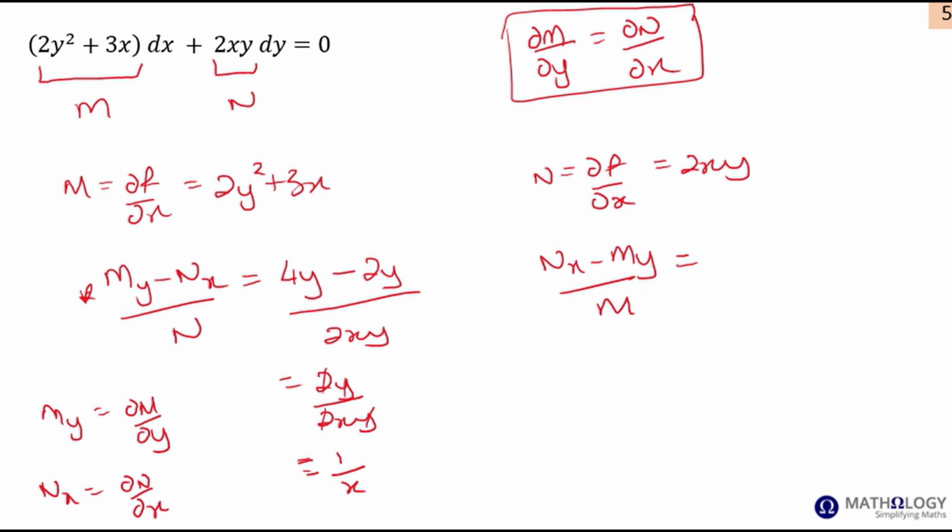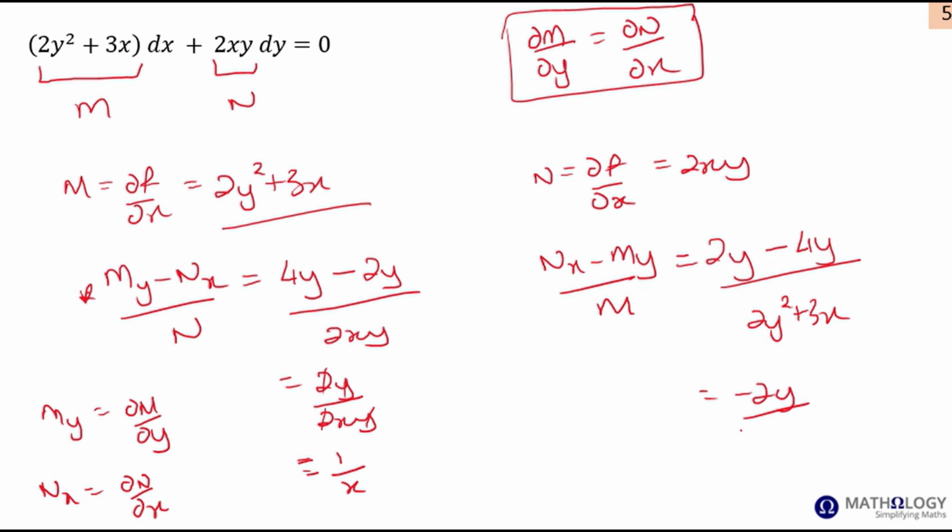We don't have to find N sub x minus M sub y over M, but we'll do it regardless here. So N sub x will be 2y, the partial derivative of N with respect to x, minus the partial derivative of M with respect to y, which is 4y, over M, which is 2y squared plus 3x. Simplifying that gives us minus 2y over 2y squared plus 3x, which is not easy to integrate. So we're going to stick with this expression over here. Again, you only have to work with either this expression or that expression. You don't have to work with both to get the integrating factor.